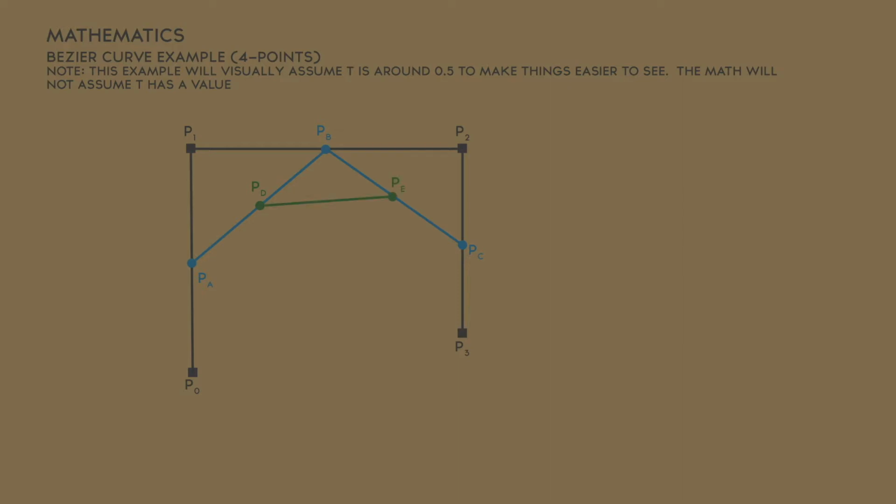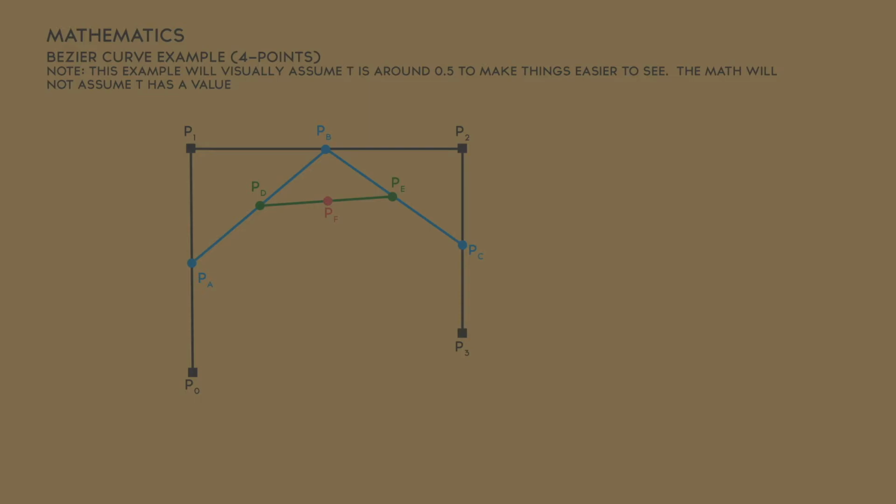Now, PD and PE are 2 points. We need to do it again. We need to perform a LERP between PD and PE, and that will give us a point PF. That is just 1 point, so we are done.